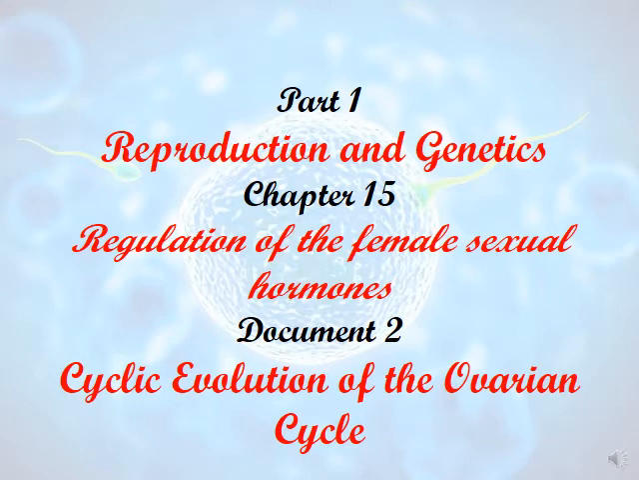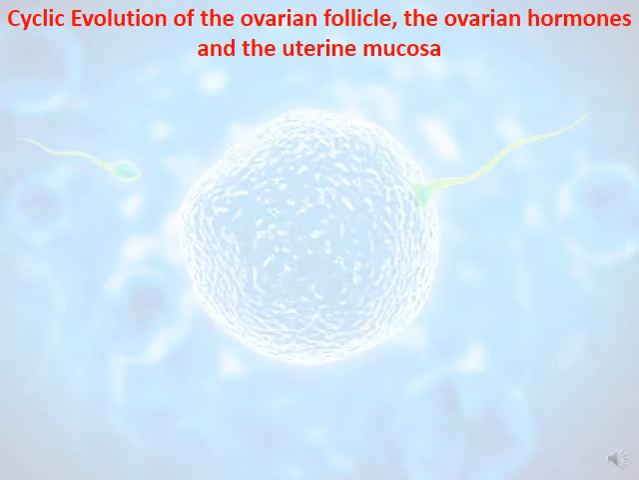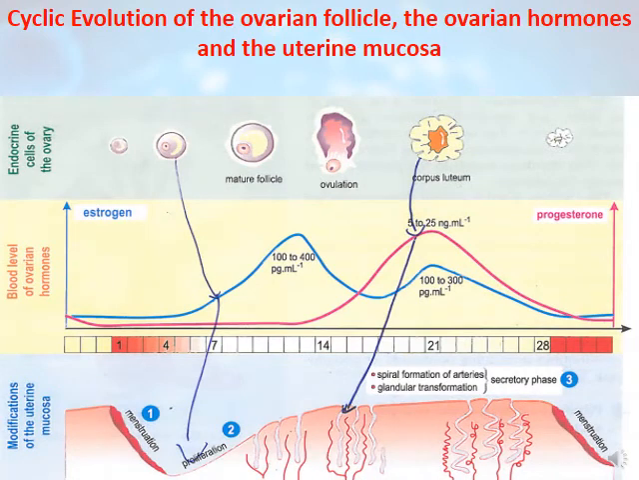Chapter 15, Document 2, Cyclic Evolution of the Ovarian Cycle. Cyclic evolution of the ovarian follicle, ovarian hormones, and the uterine mucosa. This is an important figure where the development of the follicle is related to the increase in the level of estrogen that reaches a peak just before ovulation. This peak will lead to the increase in the thickening of the endometrium. So here we have the corpus luteum, which secretes both estrogen and progesterone hormones.